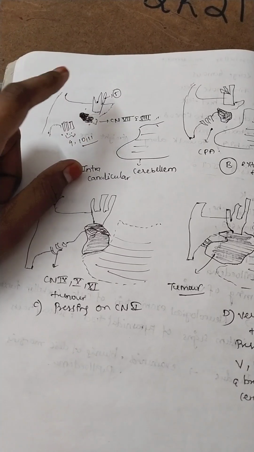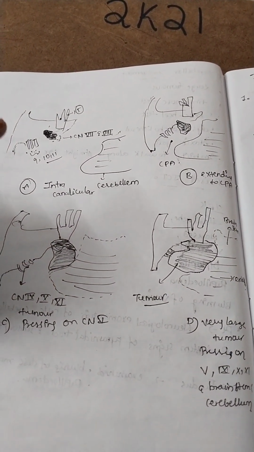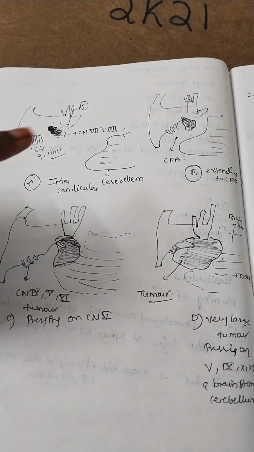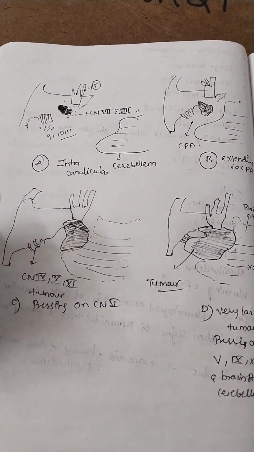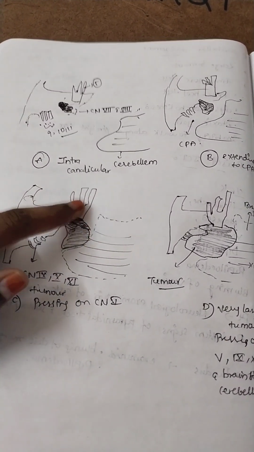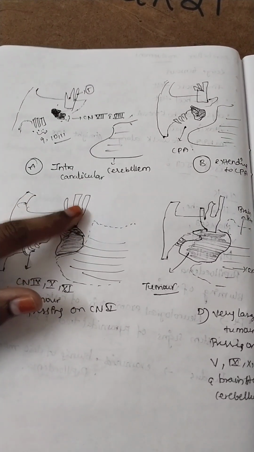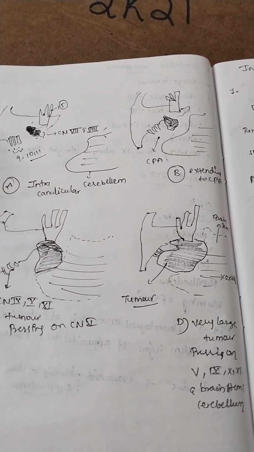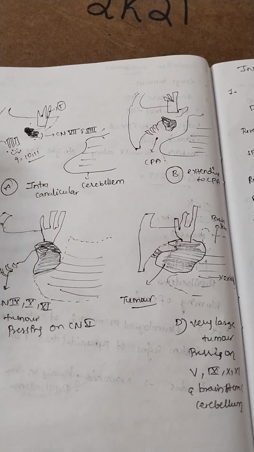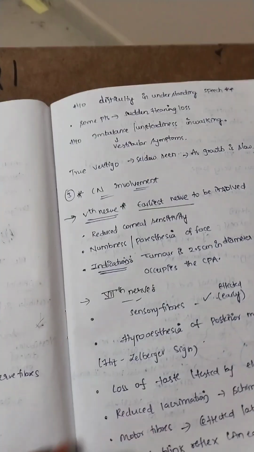So first it involves only the 8th and 7th nerve. Later it is somewhat bigger and has a chance of extending to the CPA. Then the tumor is pressing on the fifth cranial nerve. You can understand this is the fifth cranial nerve. It has three divisions: one is ophthalmic, another is maxillary, and another is mandibular. Later the tumor becomes very large. So it presses on the fifth cranial nerve, 9th, 10th and 11th, and it also involves the brainstem and the cerebellum. Okay. So that is the diagram.